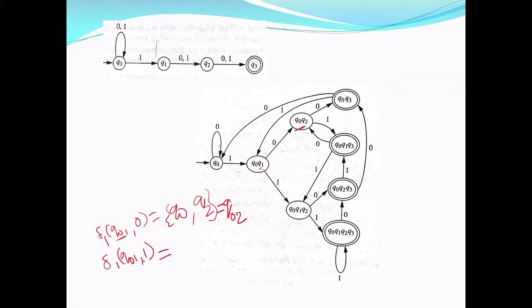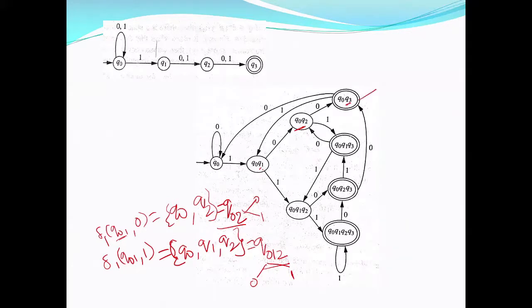Similarly, Q01 on 1. Suppose Q0 on 1. What is Q0 on 1? Q0, Q1. Then Q1 on 1 is Q2. So now you have got a new combination, Q012. See, Q01 on 1 is Q012. Now this is a new combination and this is a new combination. So you have to calculate Q02 on 0 and Q02 on 1, then Q012 on 0, Q012 on 1. And you have to continue. Now look at this. This is made a final state because in this combination, one of them is a final state, Q3. So this is a final state.